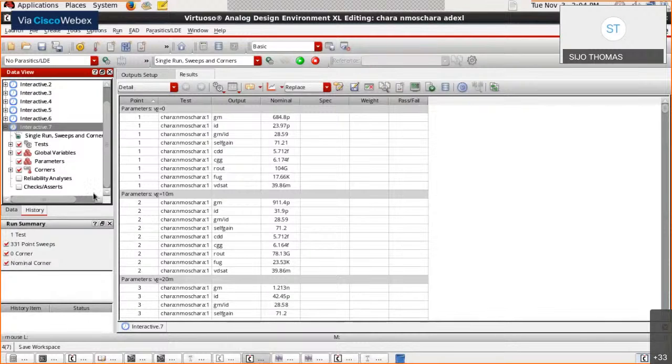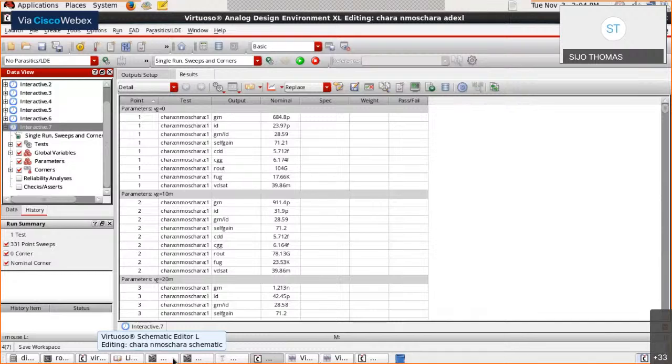Yeah, so for that, since the characterization takes a bit of time because it is running more than 300 points, it will take some time. So we are telling you how to set up the simulation for the NMOS characterization. We will not be running the simulation now because it takes some time, so we will quickly tell you how to do it. Basically, we are running a DC operating point analysis.